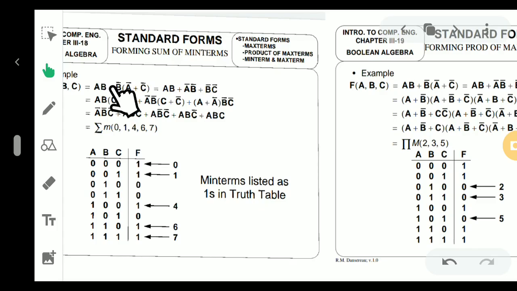So that C term is missing, that I am taking as AB into 1 is same. So that 1 I am replacing by C plus C bar. So now it will become ABC and ABC bar. Very good. Now the second term I am considering over here, it is A bar and B bar.